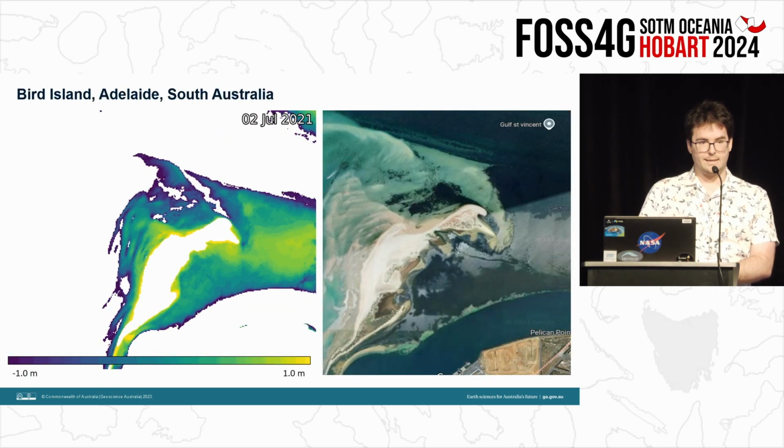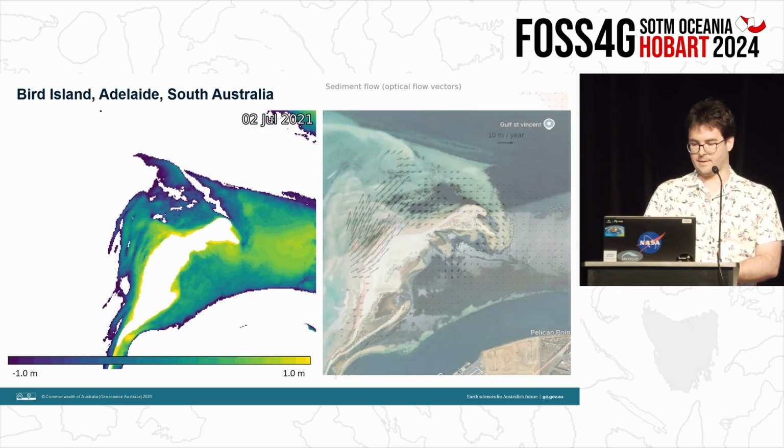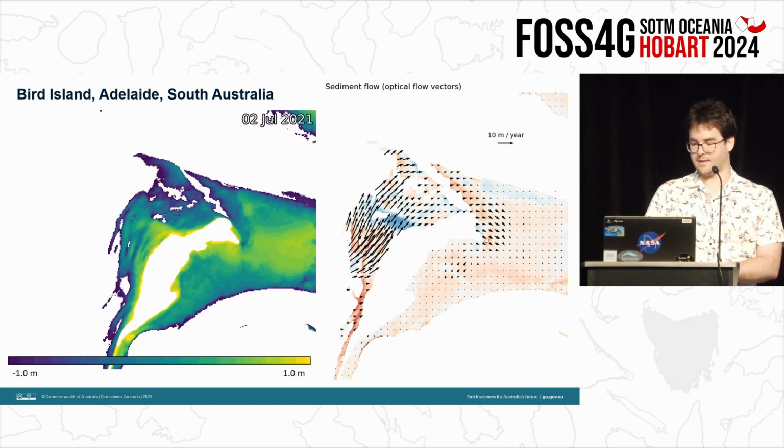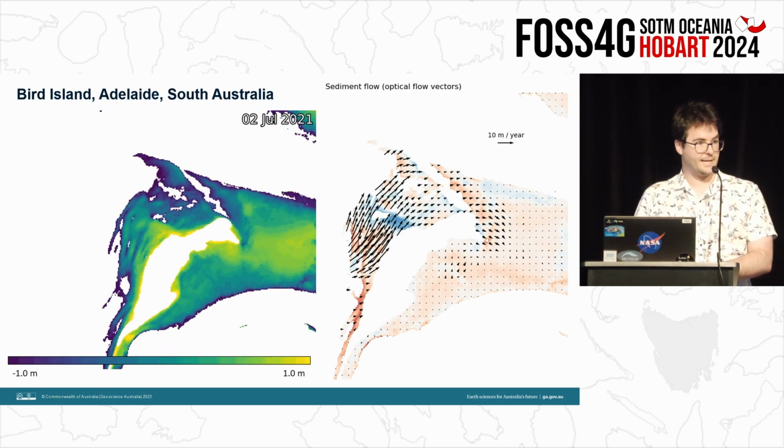So this is an example in Bird Island. This is a bird sanctuary just north of Adelaide. You can see here on the right, just visually with your eyes, that the sandbank is moving to the northeast. If we run an optical flow vector analysis on it, we get these arrows out, which seem to line up pretty well with the patterns we're seeing visually. And again, this is pretty fast. I think this is all based in scikit-image. There are some really fantastic libraries in there for doing this kind of thing at scale.